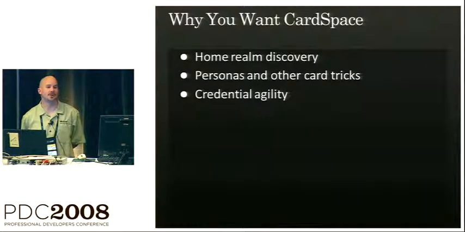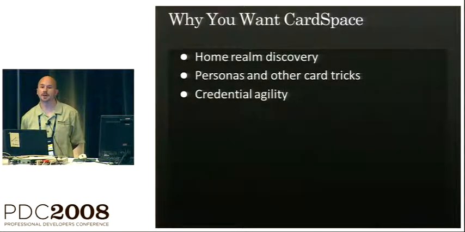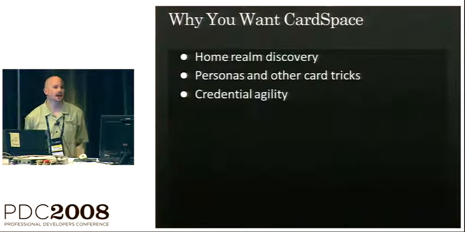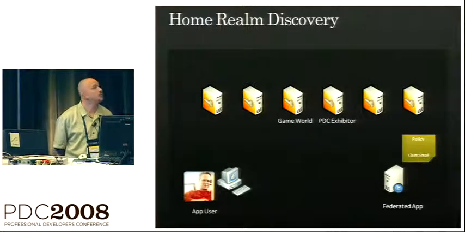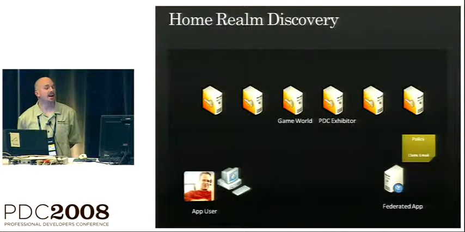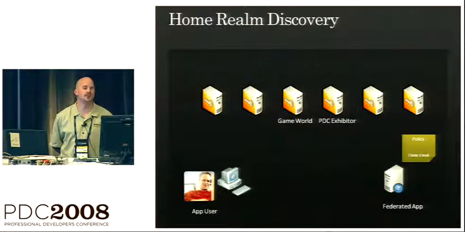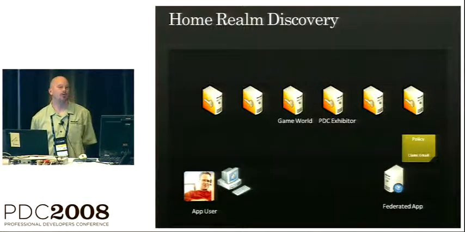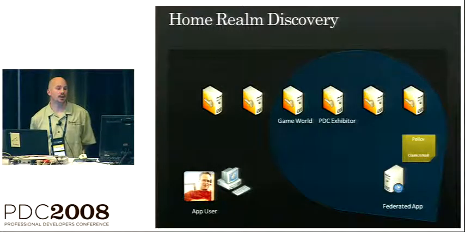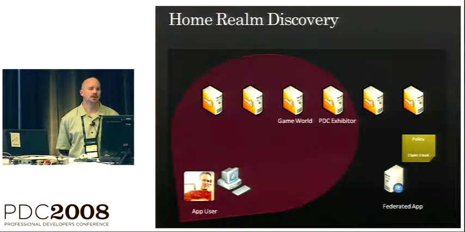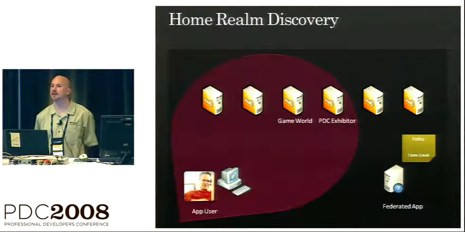Those are home realm discovery, selection of personas in a single identity, and finally credential agility. Within the federated identity group, we refer to the home realm discovery problem. When we do, we're referring to the particular problem where we've got a federated application that lives in a world where they trust a certain set of STSs to issue claims on the issuer's behalf. We've got an app user who has a set of identities and identity providers that they're associated with.